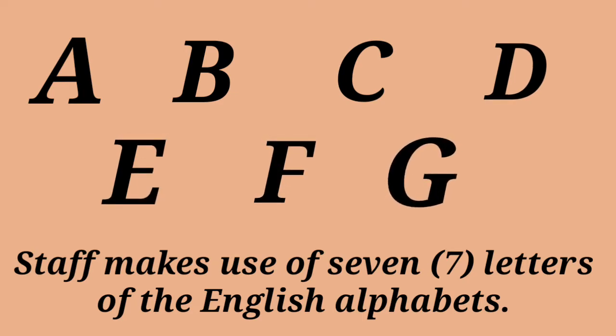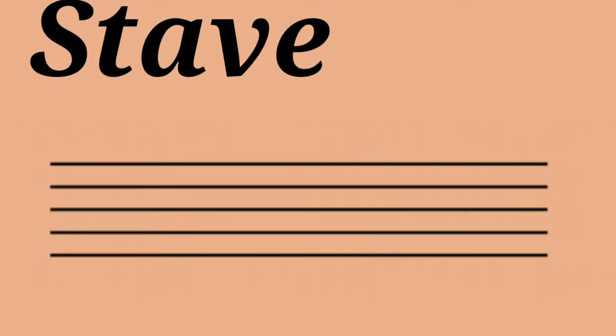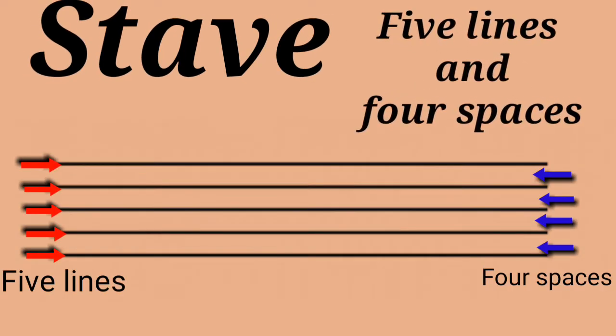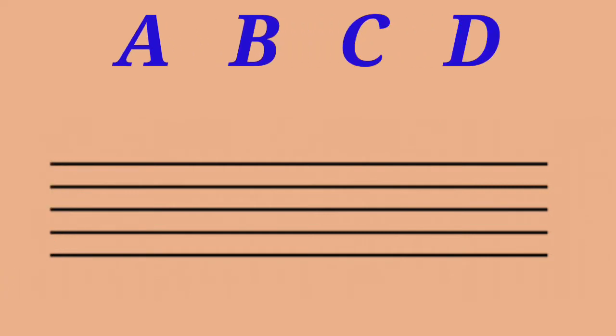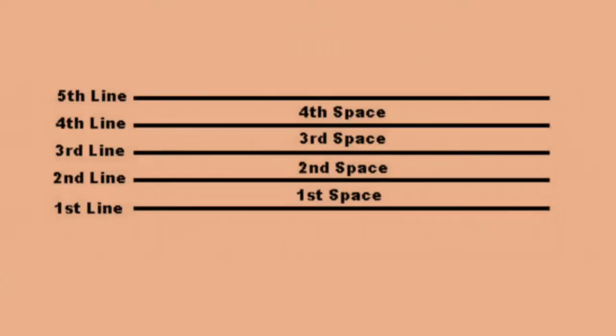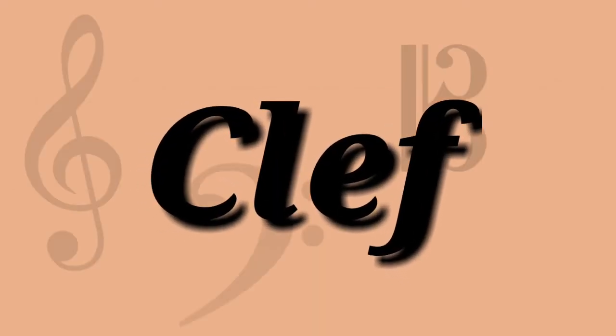These 7 letters are used to name the lines and spaces of the stave. The stave is made up of 5 lines and 4 spaces. The lines and spaces are named according to the first 7 letters of the English alphabet. However, their naming pattern is determined by the type of clef which is placed at the commencement of the stave.